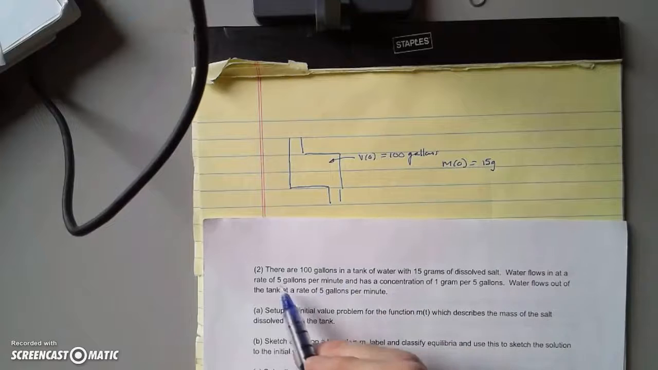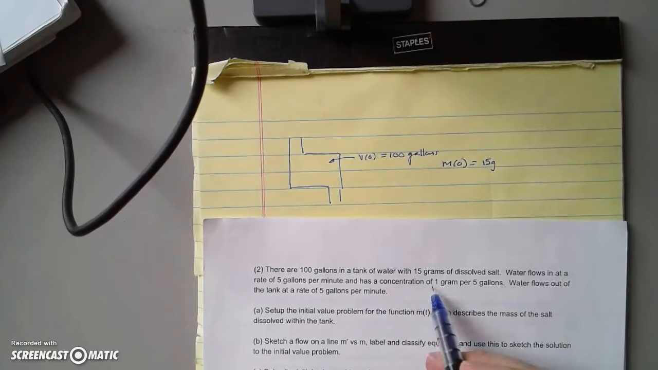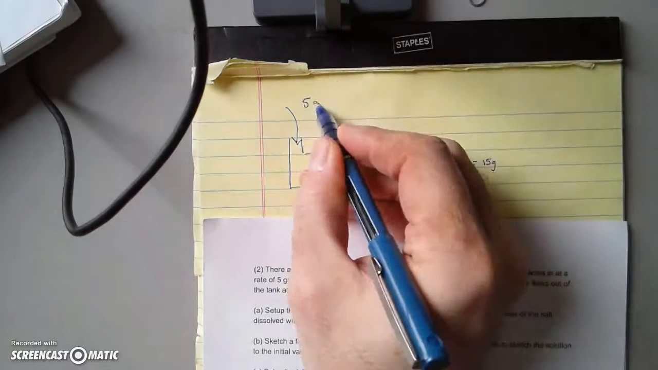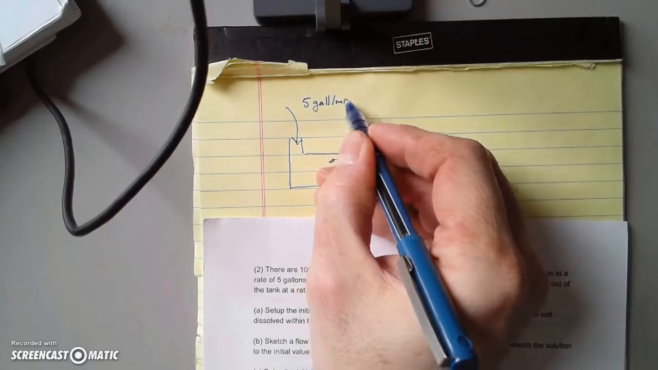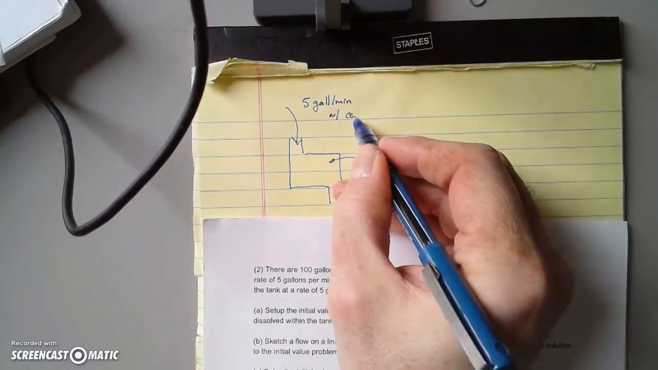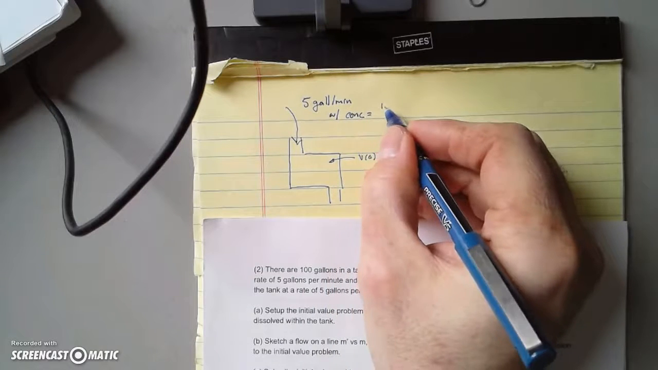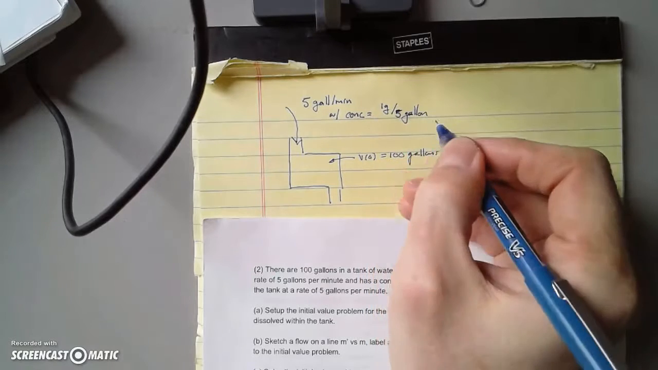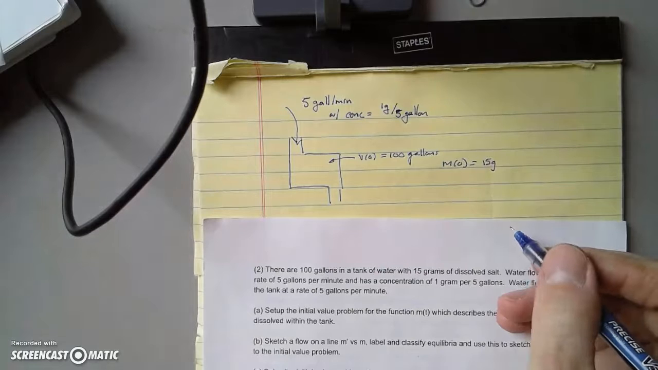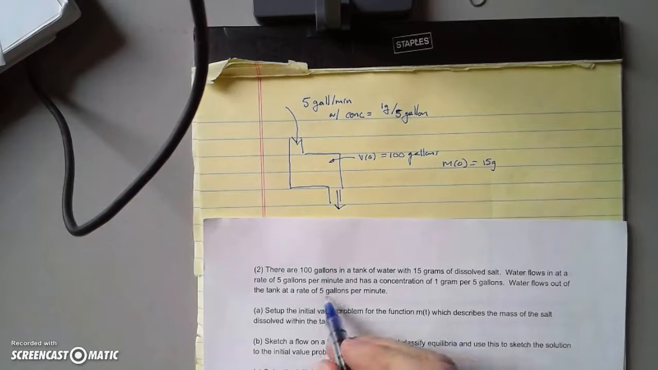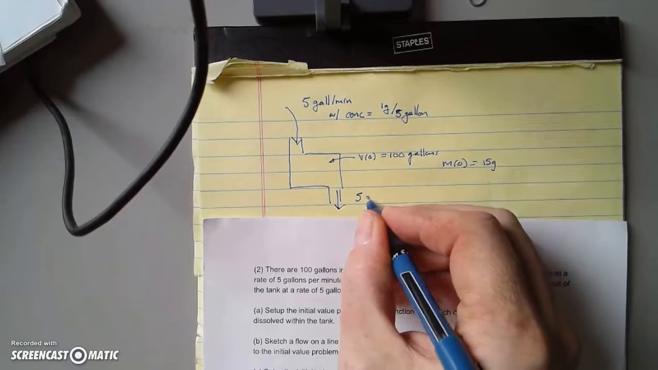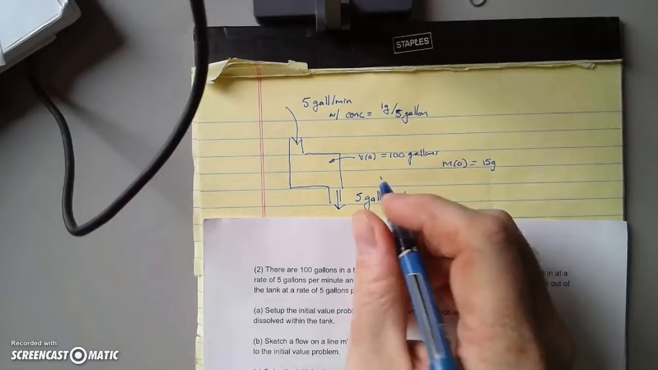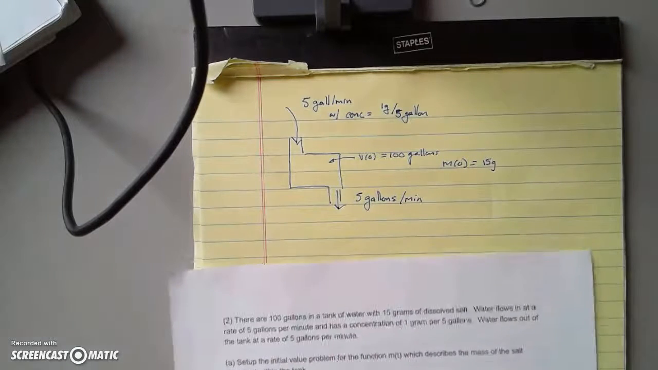We're told that water flows in at 5 gallons per minute and has a concentration of 1 gram per 5 gallons. So water is coming in at 5 gallons a minute with a concentration of 1 gram per 5 gallons. On Test 2, I'll try to have convenient numbers like this. Water flows out at 5 gallons a minute. Those two numbers being the same makes things simpler. It means the volume of water in the tank remains the same.